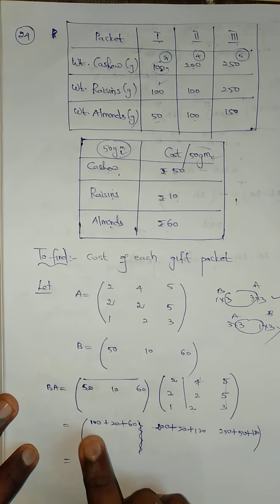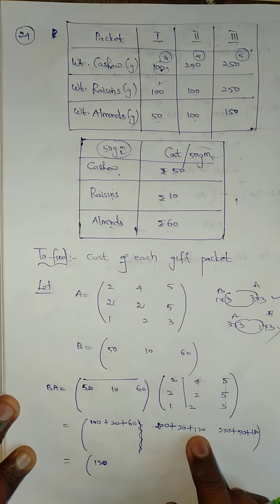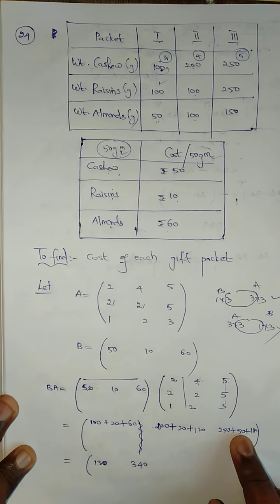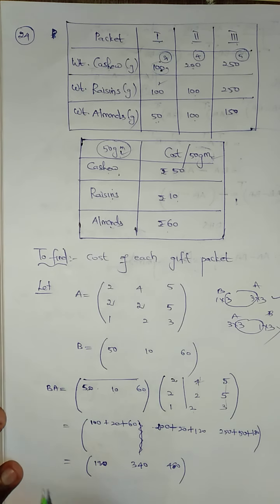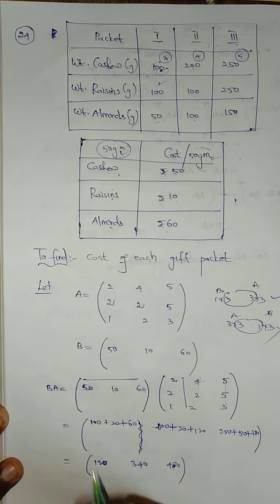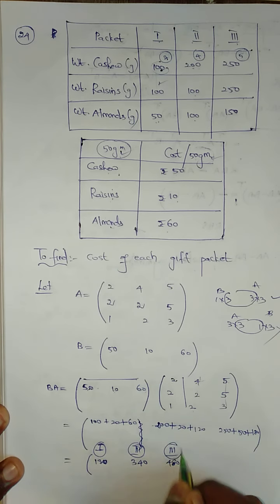So what is the answer going to be? 100 plus 20 plus 60 is 180. 200 plus 20 plus 120 is 340. Next, 250 plus 50 plus 180 is 480. So this is the required answer for this sum. This is packet 1, this is packet 2, and this is packet 3.